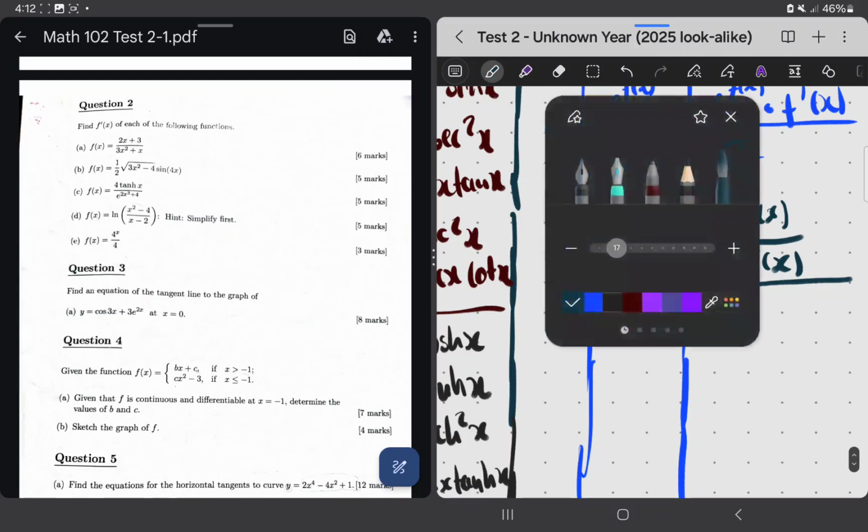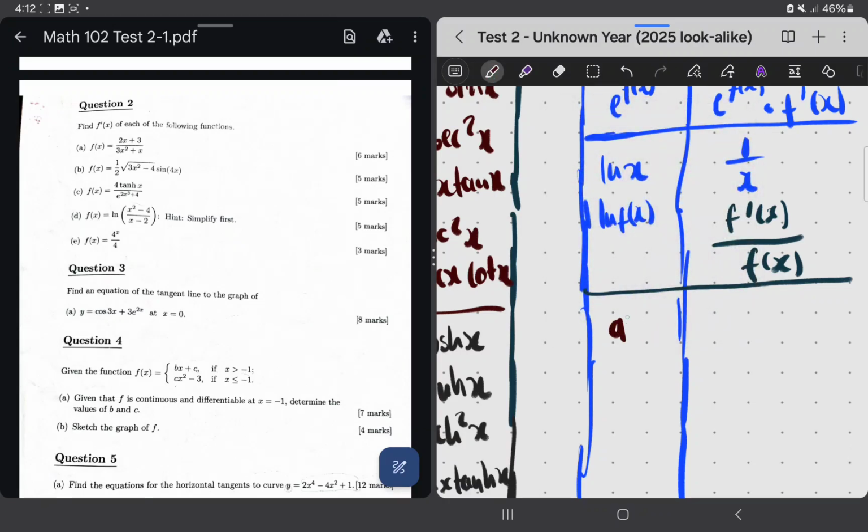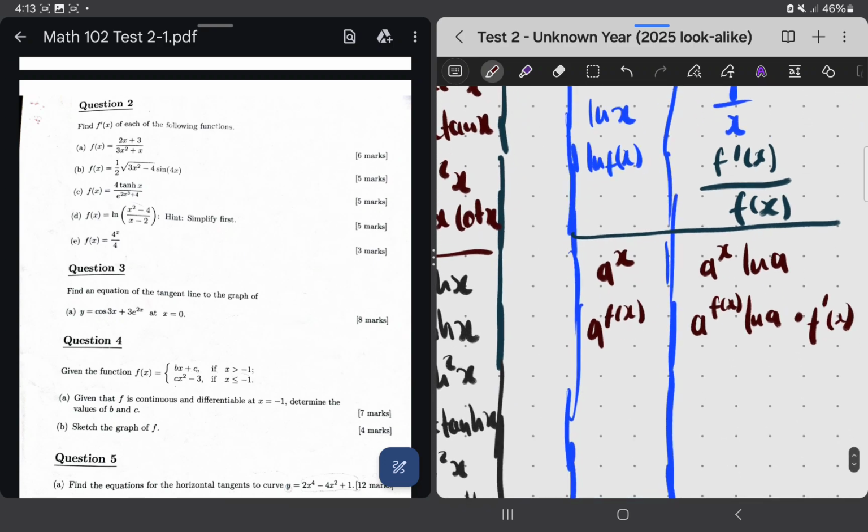Now we go to the next, which is the derivative of a to the x, like 5 to the x or 4 to the x or whatever. The derivative of a to the x is just a to the x ln a. It's ln of the number. So the derivative of 5 to the x will be 5 to the x ln 5. Then what about a to the f of x, which is not just an x? You first do it like you do for x, a to the f of x ln a, but then you multiply by f dash x, the derivative of the inside.